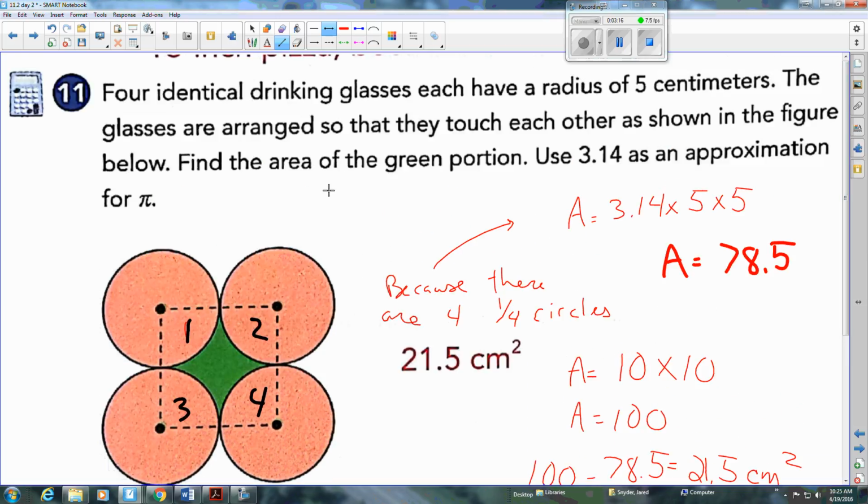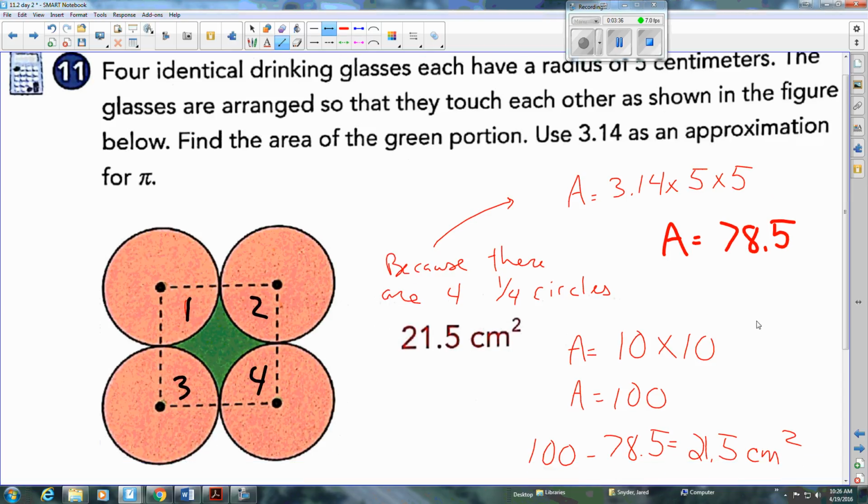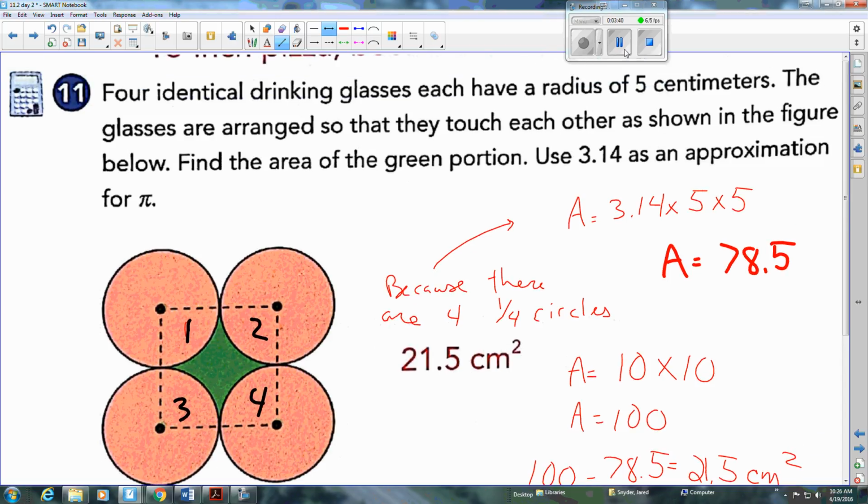It says 4 identical drinking glasses each have a radius of 5 centimeters. The glasses are arranged so that they touch each other as shown in the figure below. Find the area of the green portion. Use 3.14 as an approximation for pi. What I did was I said that I would use area equals pi r squared because from this point right here to here, we know that it is 5 because it says there's a radius of 5 centimeters. So I've plugged in 5 and I get 3.14 times 5 times 5 is 78.5.